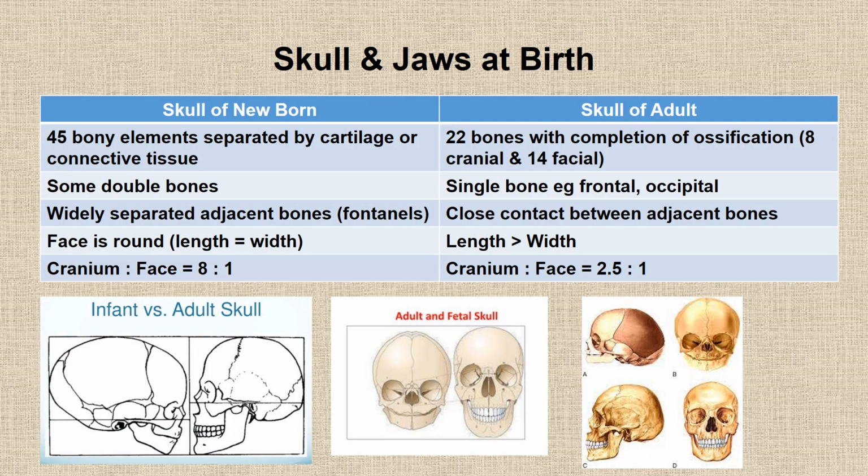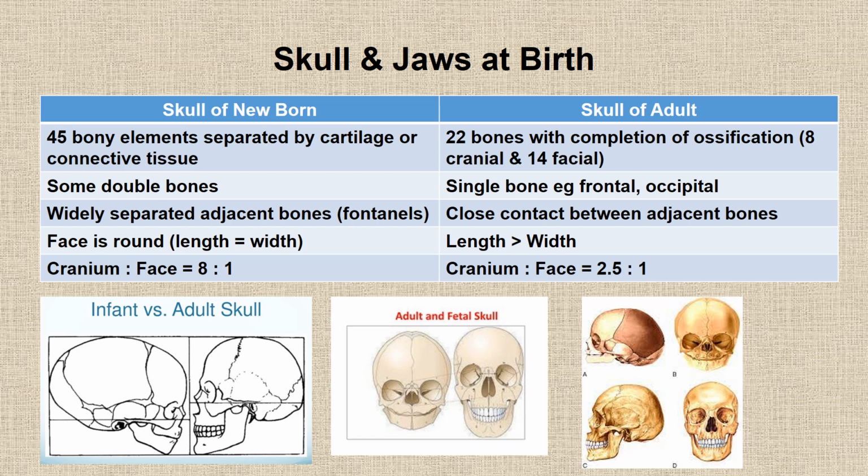Okay, let's look at the skull and jaws at birth. And this is best seen when we compare the skull of a newborn with the skull of an adult. The skull of a newborn consists of 45 bony elements that are separated by cartilage or connective tissue, whereas the skull of an adult is composed of 22 bones with completion of ossification. 8 of these are cranial bones and 14 are facial bones.